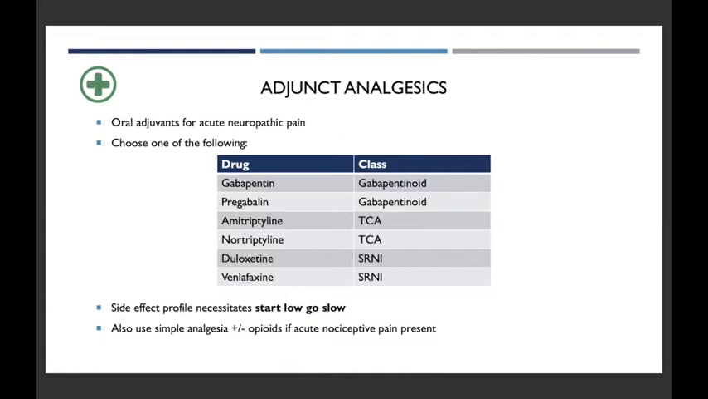So basically, with these adjunct analgesics, we're still using our simple analgesia of paracetamol and NSAIDs as our baseline, plus or minus opioids, if there's a nociceptive component. And then we're adding these on as well. Or if it's neuropathic, we can just use these. Side effect profile necessitates that we start low and go slow, because they've each got separate side effect profiles, as you'll know from psych.